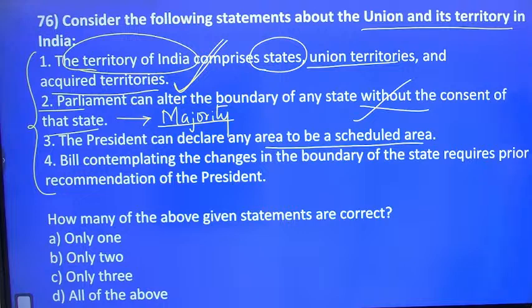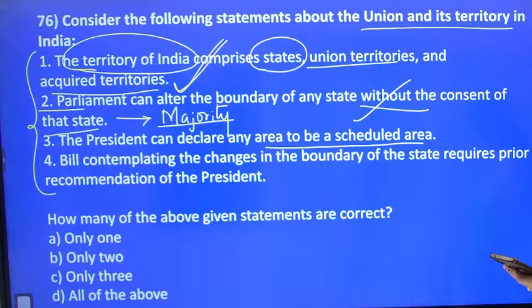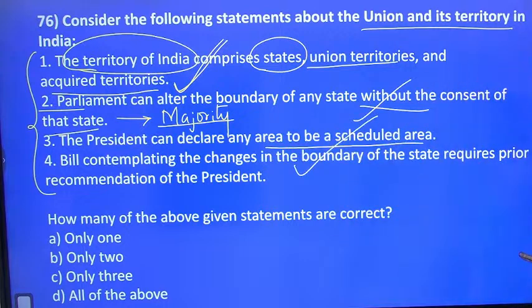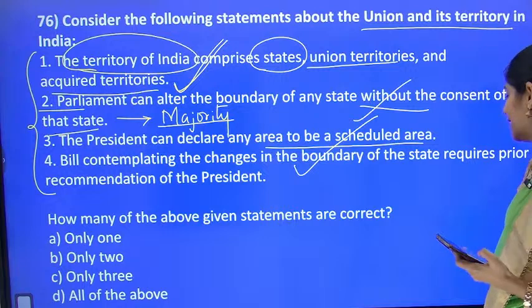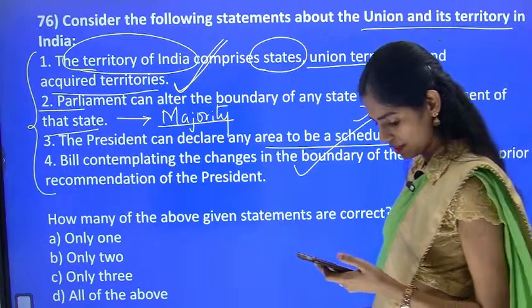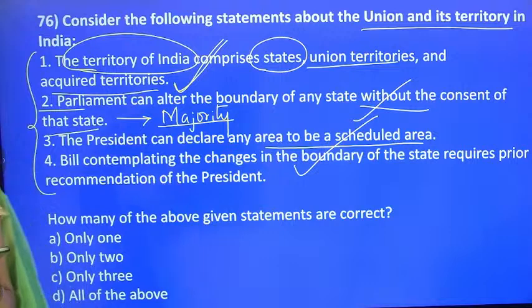Akhil says C, only 3. Okay, the President can declare any area to be a scheduled area. Yes or no? Third statement. Is the fourth statement absolutely correct? Here the bill contemplating the changes in the boundary of the state requires prior recommendation of the President. Yes, simple majority, Kavya and Raghu, very good. Yes, second statement is correct. D is correct.